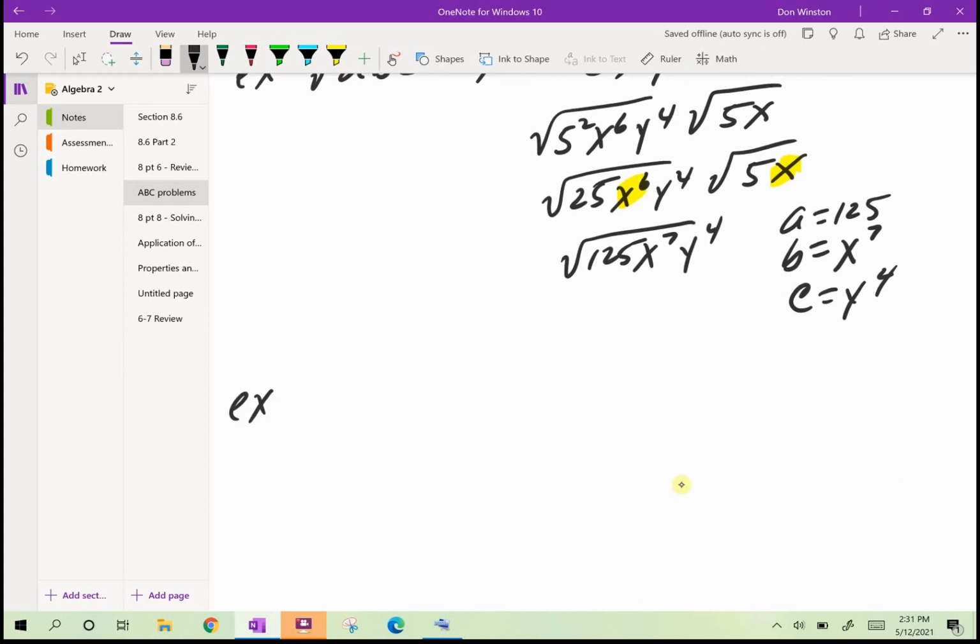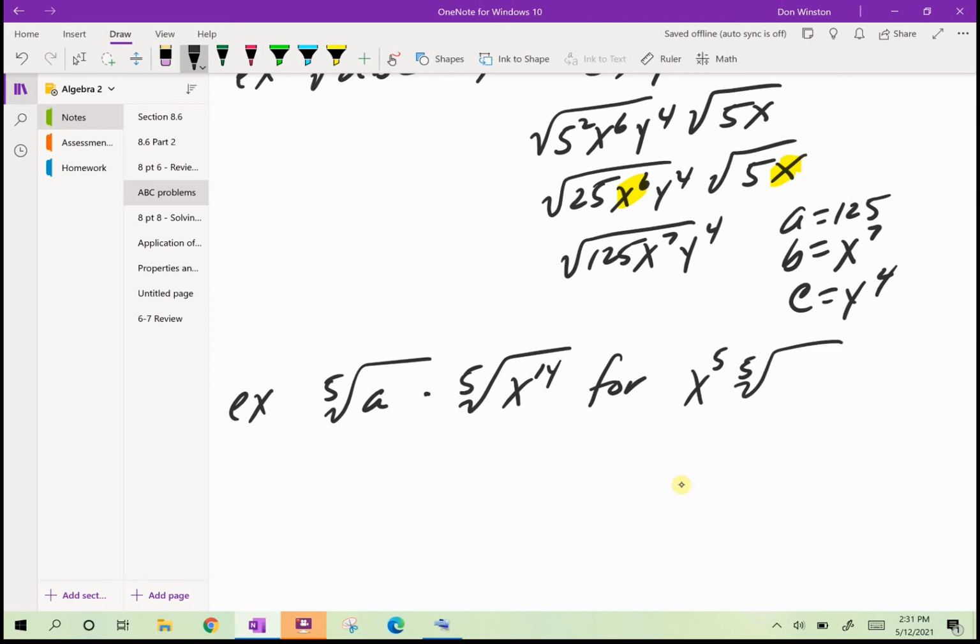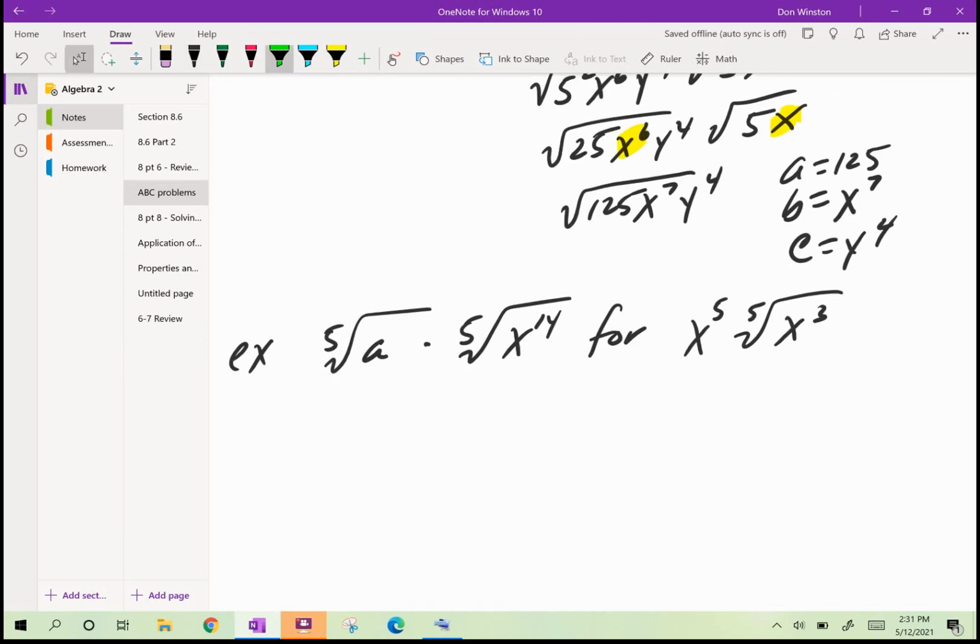Let's say here I have the 5th root of A, and I'm going to multiply that by the 5th root of x to the 14th. And in the end, I'll get x to the 5th times the 5th root of x to the 3rd. So what was A here? Again, we just reverse the process. Because I'm working with variables, I'll just multiply that exponent times the index.